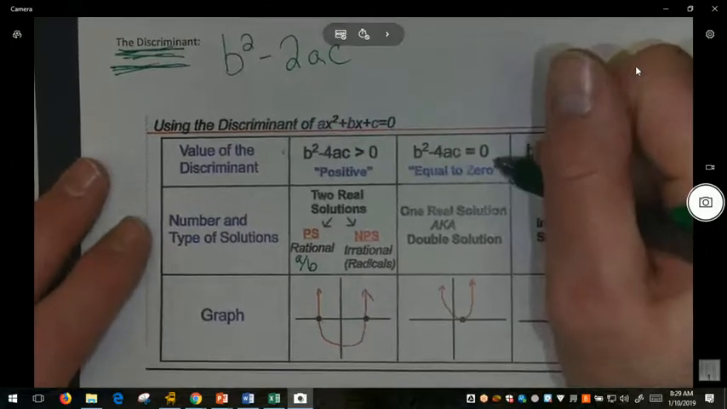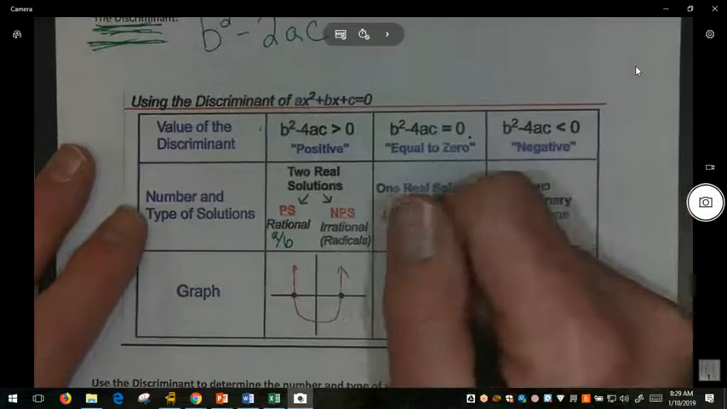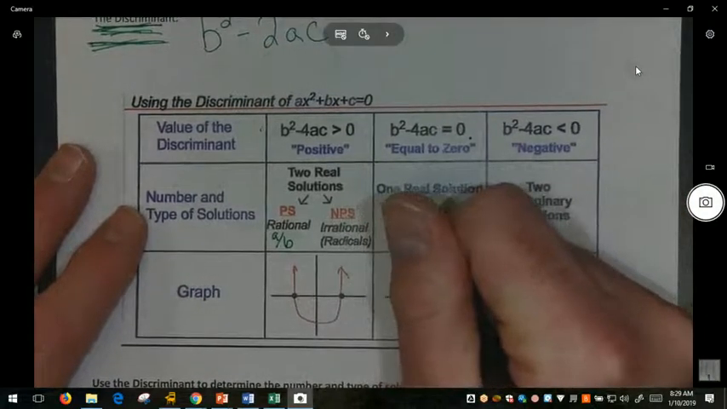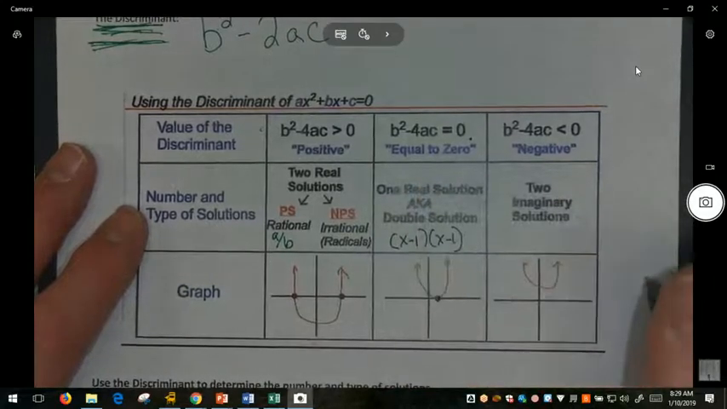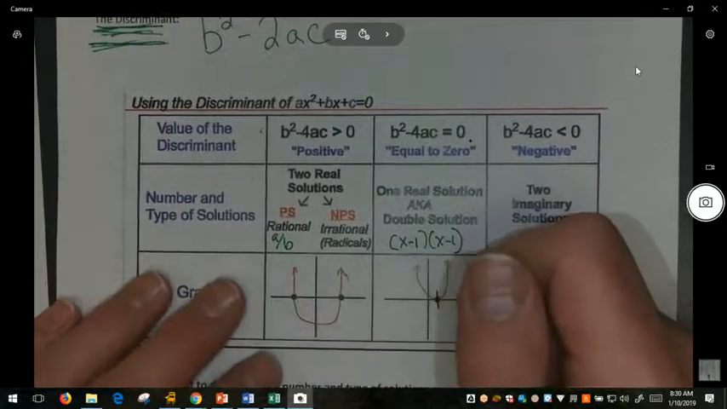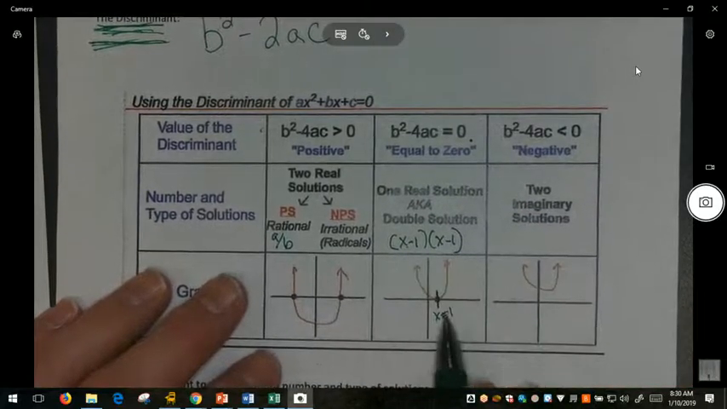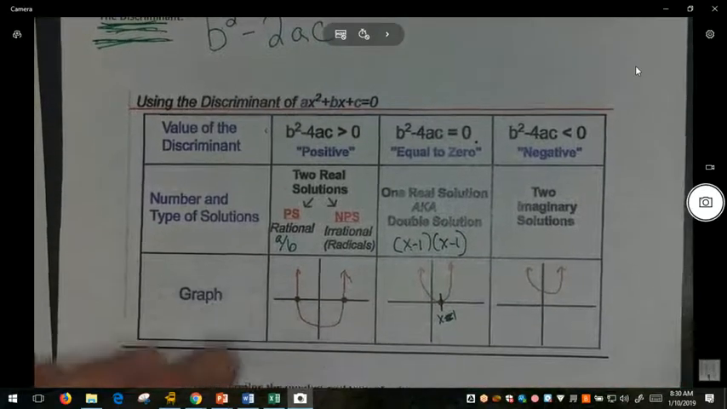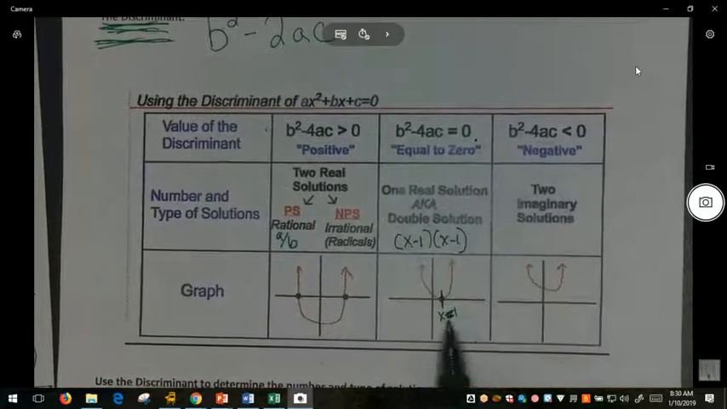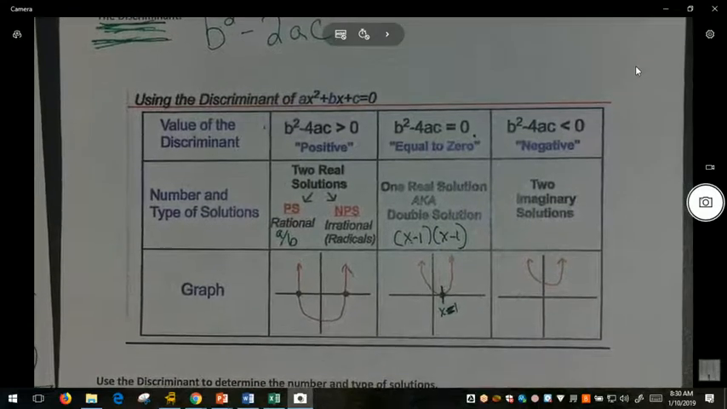If it's equal to 0, then that means that there will only be one solution. It's called a double solution because if you have a quadratic and you factor it down, it may come from the same factor, like x minus 1 times x minus 1, which would give you x equals 1. There's two factors that lead to that. We actually call this multiplicity in Algebra 2 and in pre-calculus. But for right now, you just need to know that if your discriminant is 0, there will only be one real intersection point with the x-axis.